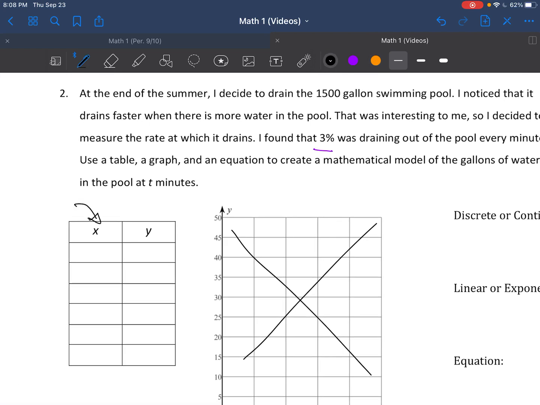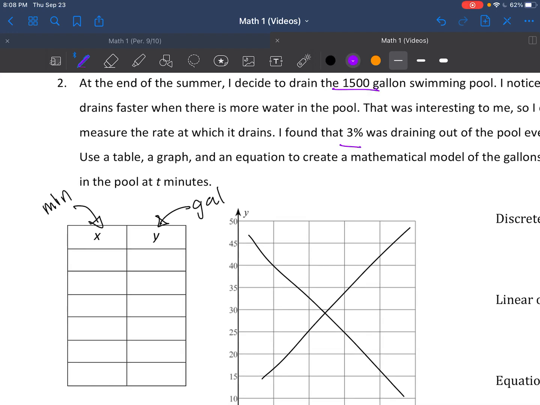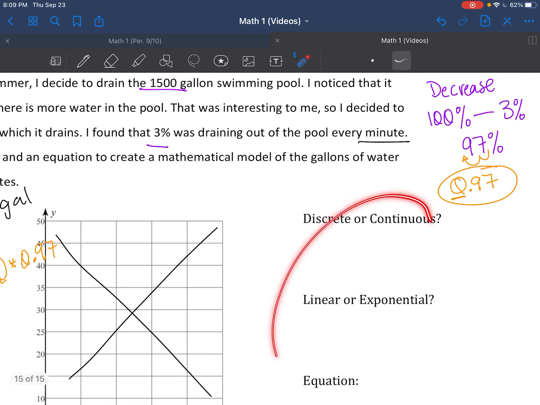X is representing, so if it's draining out of the pool every minute, then X represents minutes. Y represents gallons because we're draining water out of the pool. We started with 1,500 gallons and no minutes have passed, right? So this is time 0. All right, so then we know we are multiplying by 0.97 down our table. So go ahead, I want you to do the table again and do these 3 questions as well, and we'll come back together. So don't forget to pause the video and try it on your own.